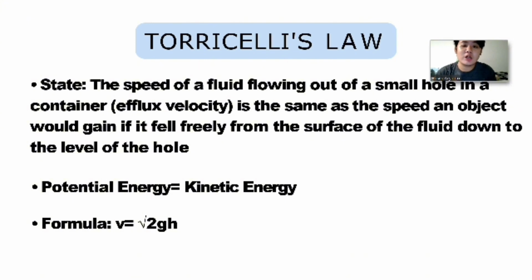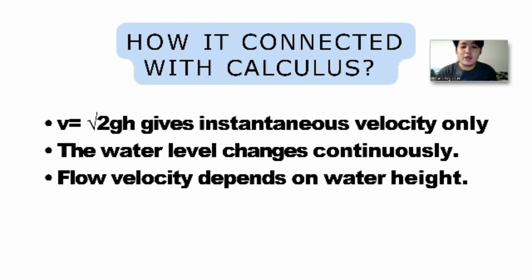This formula allows us to understand how velocity changes with water height, but it does not tell us how the height changes over time or how long it will take for the tank to empty completely. Now, how does this connect to calculus? As we just discussed, the height of water changes continuously over time, and since velocity depends on height, the flow rate also changes continuously. The formula sqrt(2gh) gives us only the instantaneous velocity at a specific height. It does not account for the full process of draining.